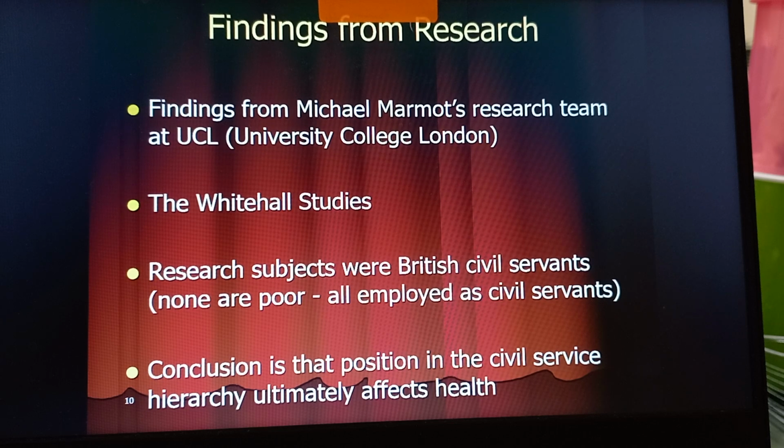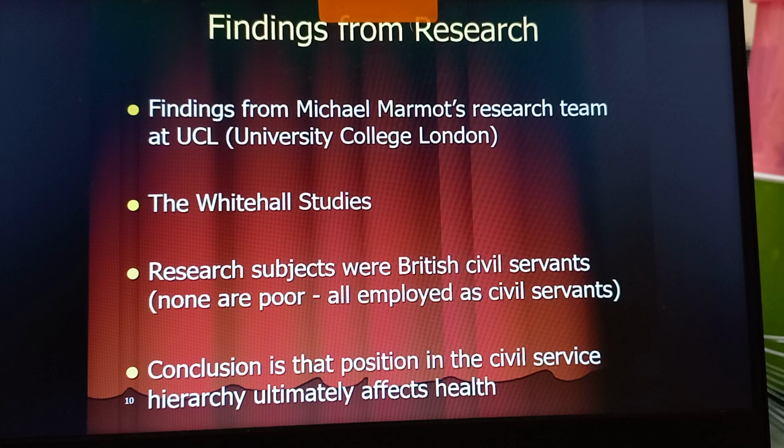The research subjects were British civil servants. Note that none of them are poor because they're all employed as civil servants, but they come from various grades, from the lowest grades to the highest grades. And the finding is that lower grade civil servants tend to have poorer health as compared to higher grade civil servants.